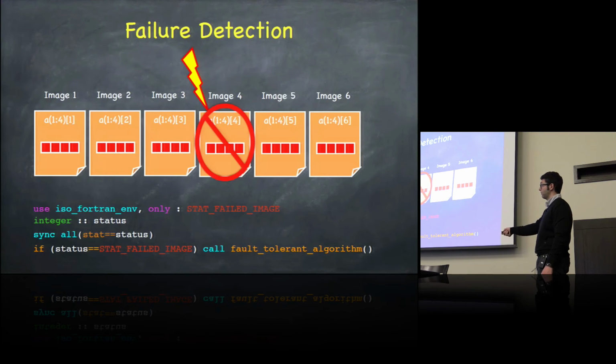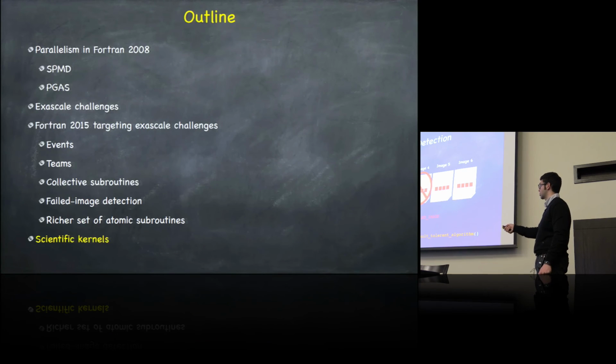If you have a failure before this sync call and you don't pass this stat= attribute, the program will crash because the standard enforces this. The standard wants you to check this condition.